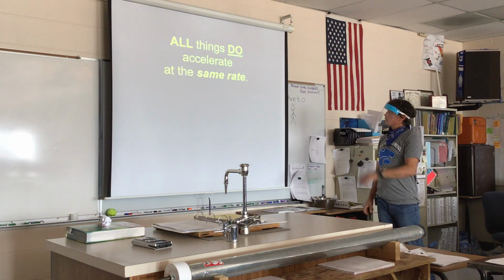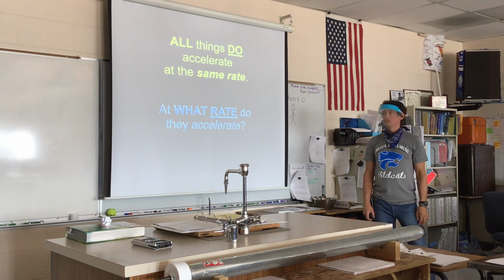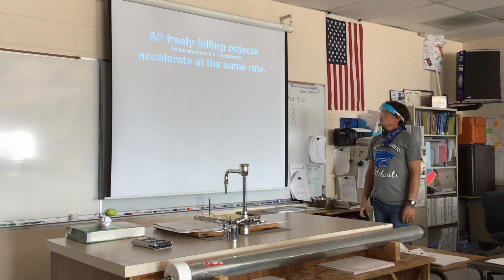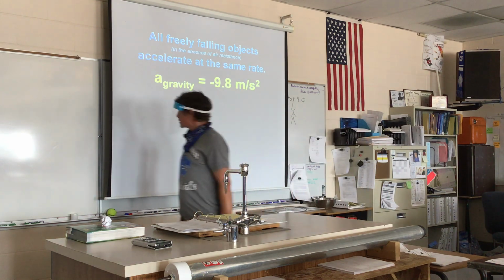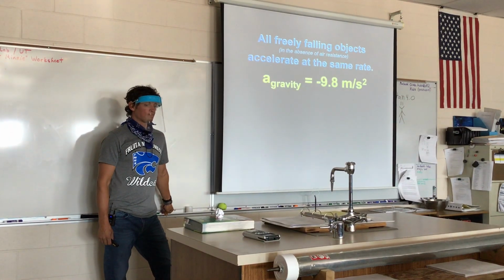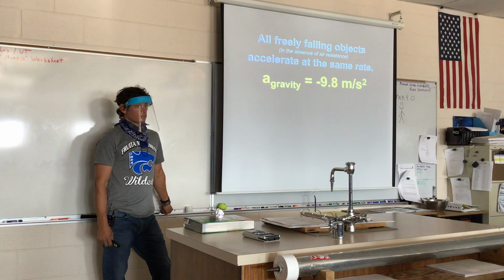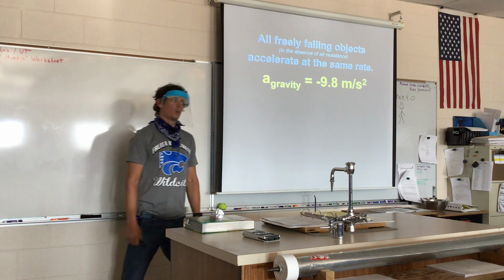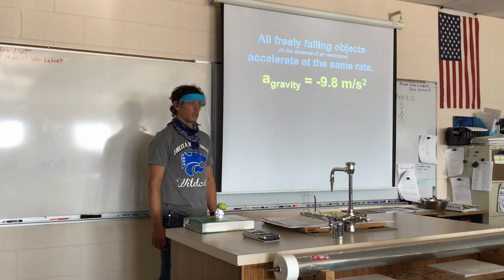So all things do accelerate at the same rate. What rate is that? This is the answer to one of those questions. And here's the answer. The acceleration of gravity is negative 9.8 meters per second squared. We're on part 4 notes if you haven't found that page for free fall. Free fall notes, part 4.